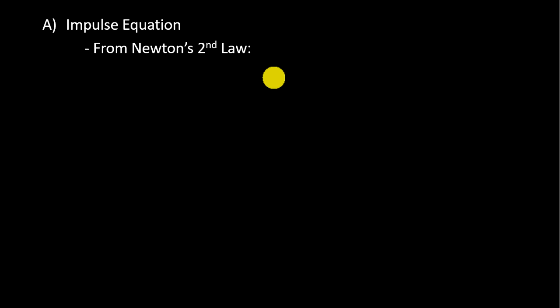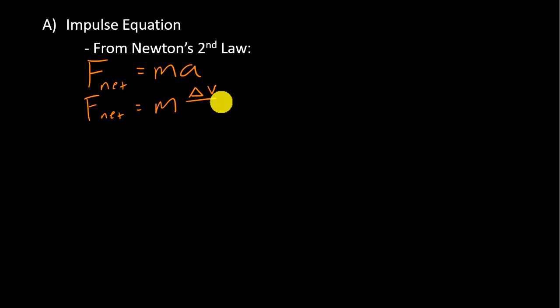First, the impulse equation. The impulse equation, what we call impulse, really comes from Newton's second law. So that's what I'm going to write out. If you remember Newton's second law, the net force acting on an object is equal to that object's mass times acceleration. Well, that means that F net is equal to m times delta v over t, acceleration being the change in velocity divided by time.